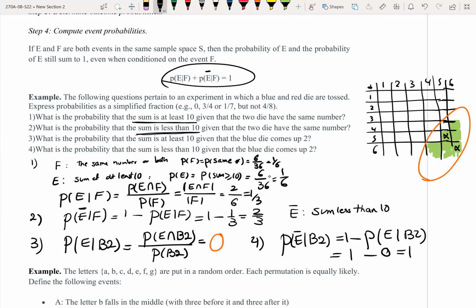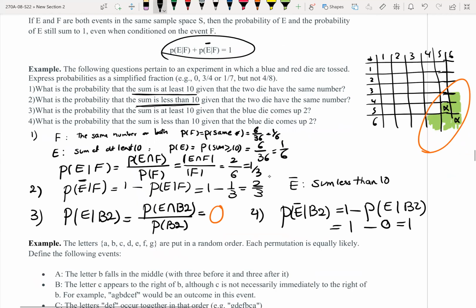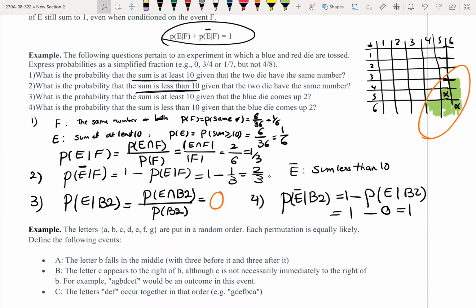Question. So for number 4, that would indicate that 100% of the time that would be true. So the probability of the sum is less than 10, given that the blue die is 2. Oh, got it. It is going to be that condition. Yeah, that is 100%. Okay.